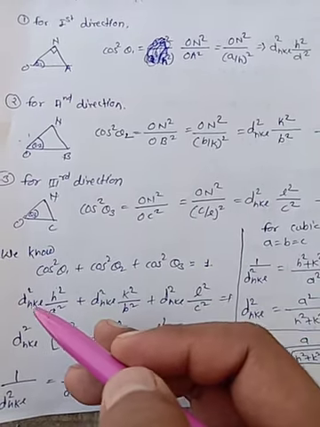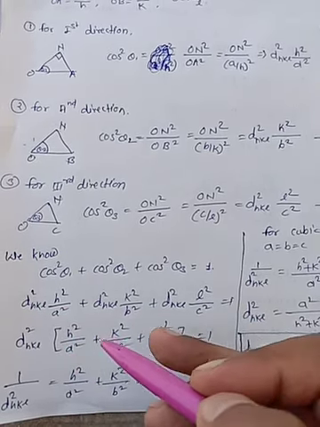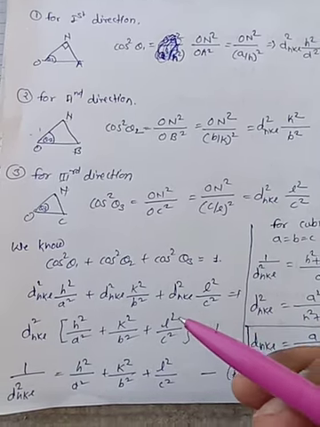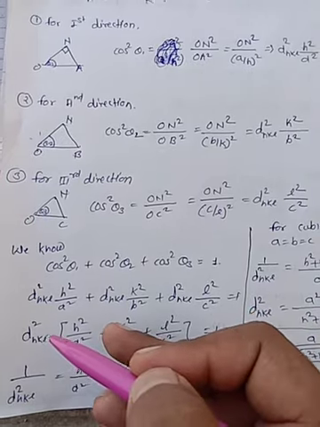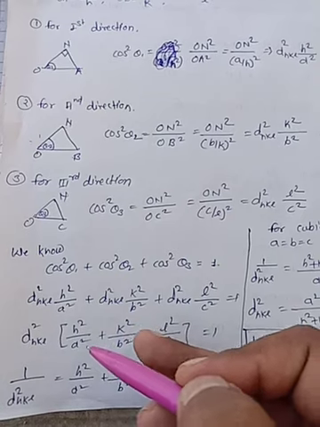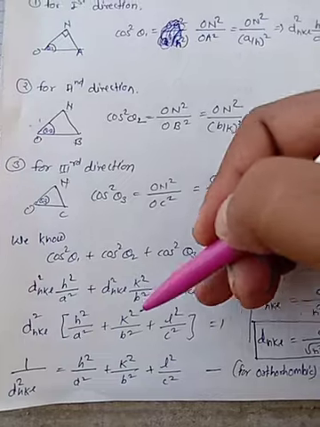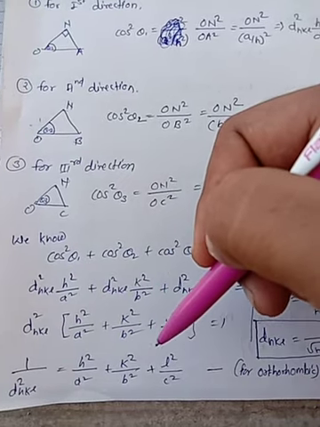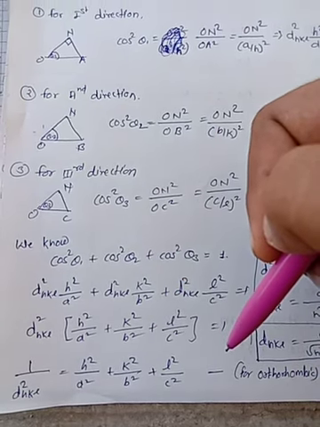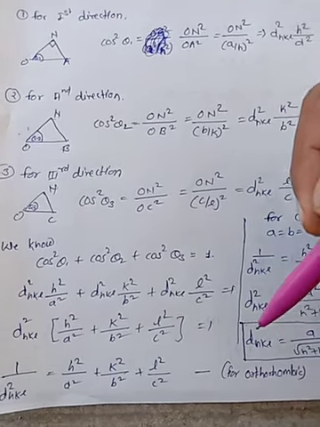Okay, take d square HKL common. Now the remaining term in the bracket is h square upon a square, k square upon b square, and l square upon c square, which is equal to 1. So 1 upon d square HKL is equal to h square upon a square plus k square upon b square plus l square upon c square. This formula is used for finding the distance between two parallel planes for the orthorhombic crystal system.